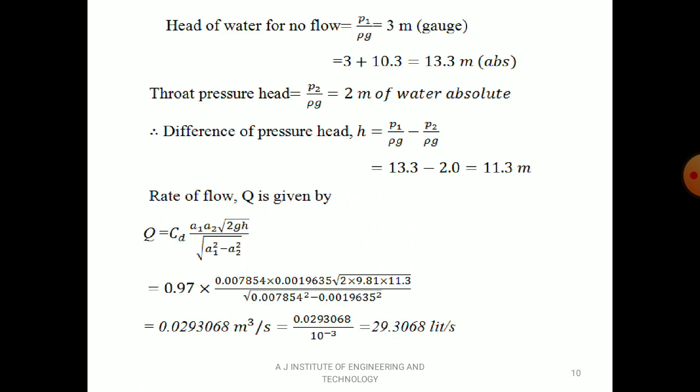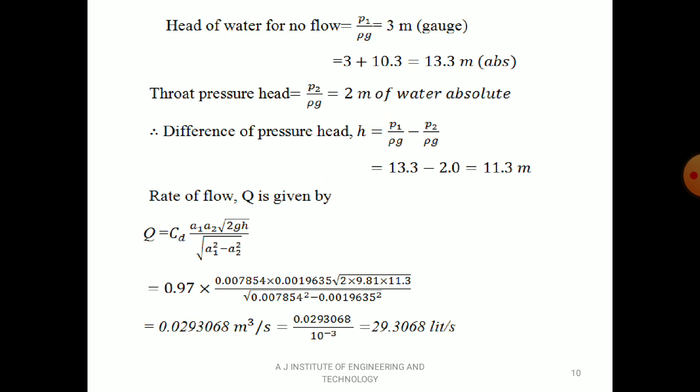Next, head of water for no flow, that is P1 by rho g. I already explained about this. That is equal to 3 meter gauge. Now from gauge to absolute, you have to add the atmospheric pressure head. So 3 plus 10.3, the atmospheric pressure head is given as 10.3. So 3 plus 10.3 is equal to 13.3 meter absolute. Throat pressure head P2 divided by rho g is equal to 2 meter of water absolute. It is already given in absolute pressure, so no need to convert anything here. 2 meter of water absolute.